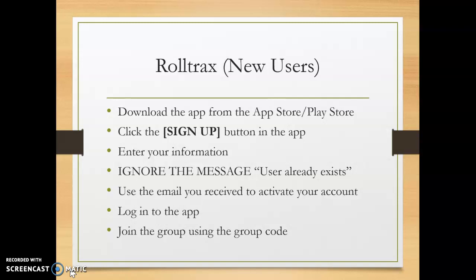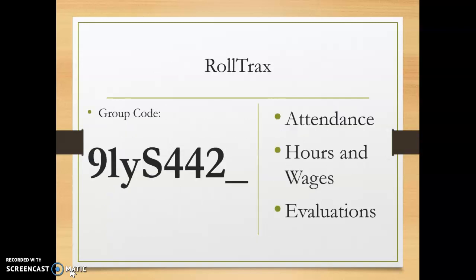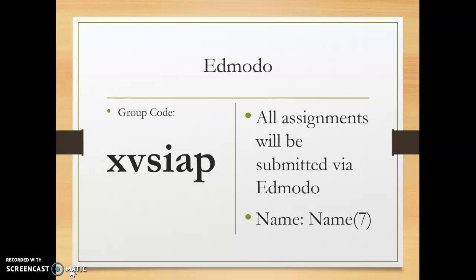Then you'll log into the account and join using this group code. That second digit is a lowercase l. It is not a 1. So the code is 9LY442. We'll use Roll Tracks to take attendance, and then we'll also be using it to do hours and wages and evaluations. We'll talk about that later in the tutorial.